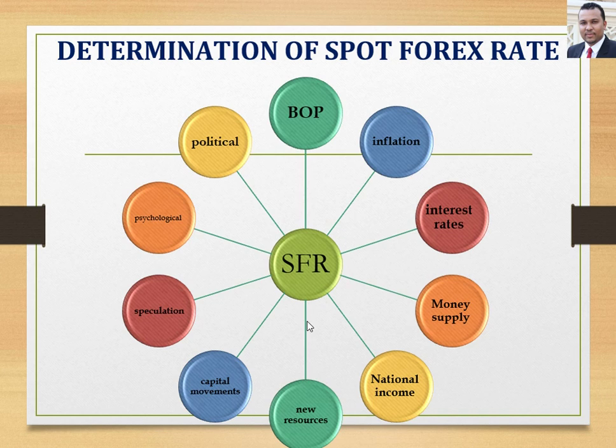At the same time, suppose the other way, the speculator expects that the Egyptian pound value will decrease in the next 2 months. So in this case, the speculator will sell all the currency holdings of Egyptian pound.